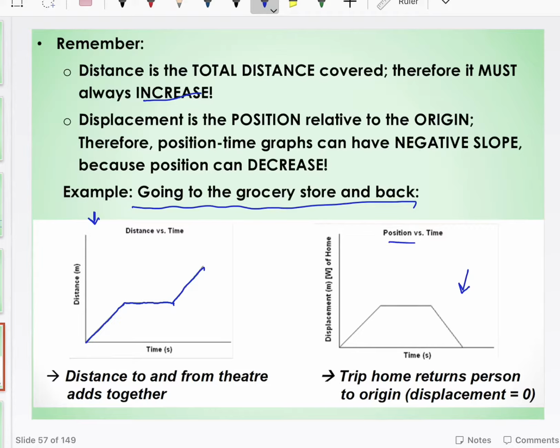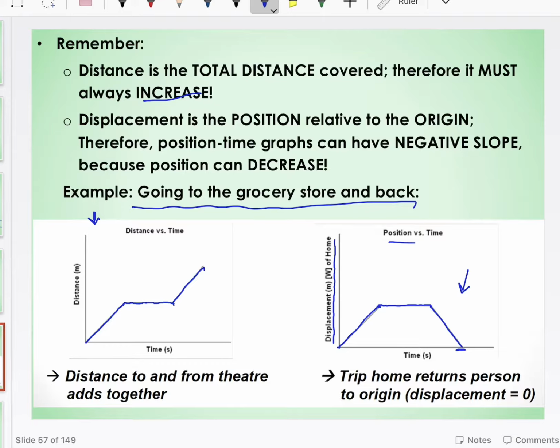So our position time graph shows a little bit more about the direction of the motion. Notice here my y-axis is displacement in meters and the positive direction is west. So that same person going to the store would be in the west direction. Shopping, and when they come home, that means they're traveling back in the east direction to where their displacement really is zero, right? They started and ended at the same spot. And this would be what the graph looks like.